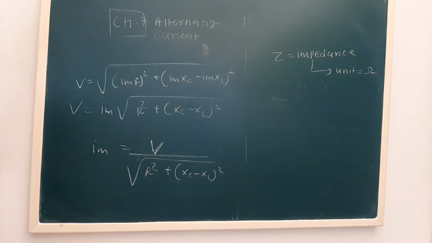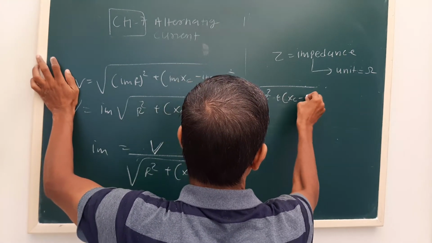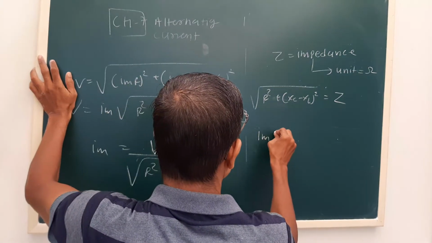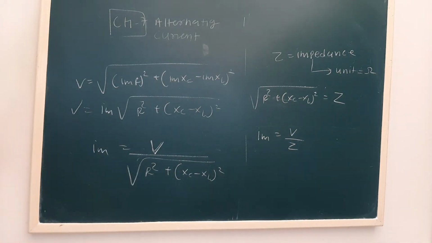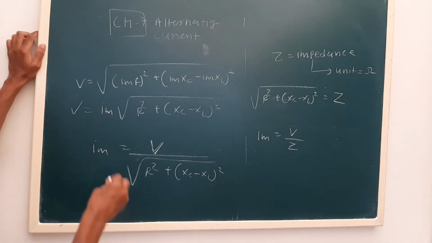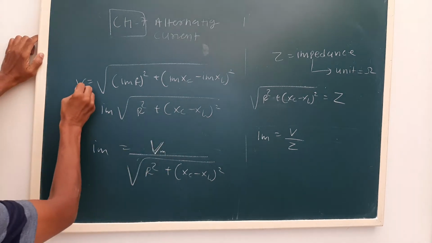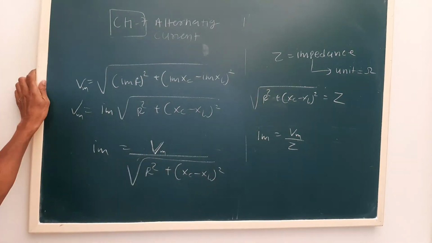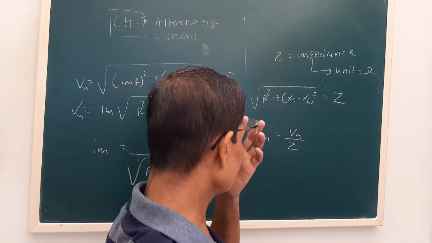Its unit also is ohm. That is the term we use for the AC circuit. So this square root of R square plus (XC minus XL) whole square is called Z. So Im is V upon Z. Im, the maximum current, is Vm upon Z, where Vm is the maximum voltage supplied. It is similar to what we used to write, I is V by R, but here in AC it is called Z. It is impedance.